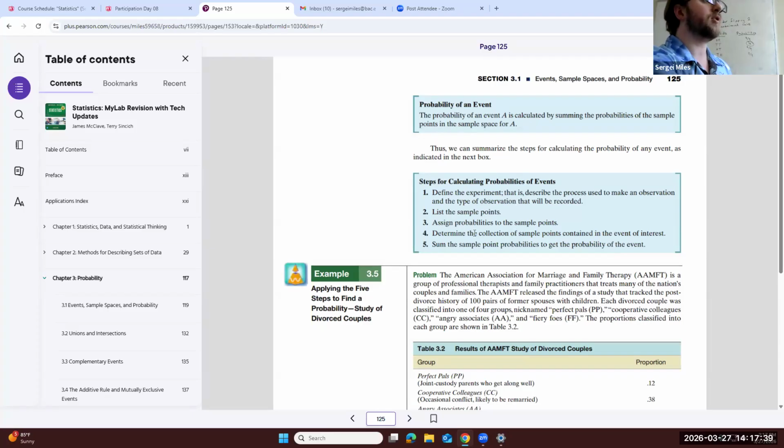Once we've done this, then whatever event we have an interest in, we need to determine what sample points are in that event. And then lastly, once that's been determined, then we can take the probabilities of each of those sample points contained in the event and add them all up together. This allows us to calculate the probability for any event we could possibly like to think about.